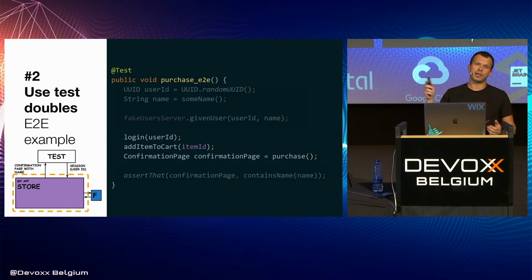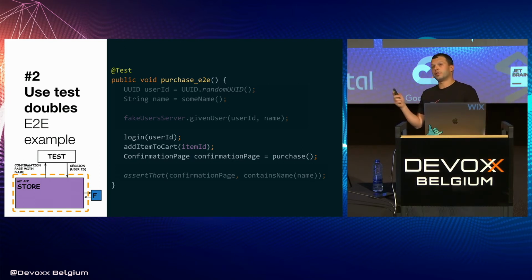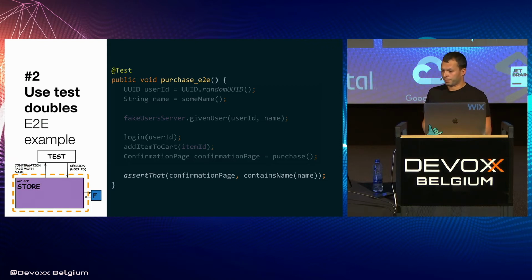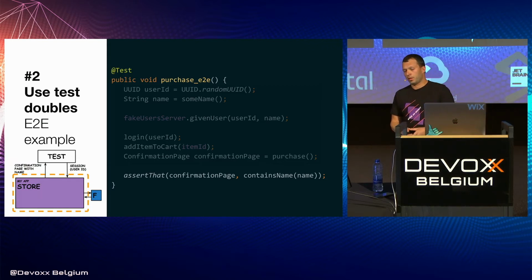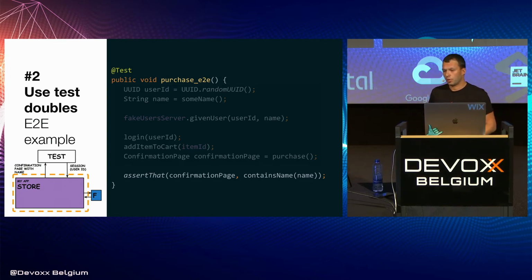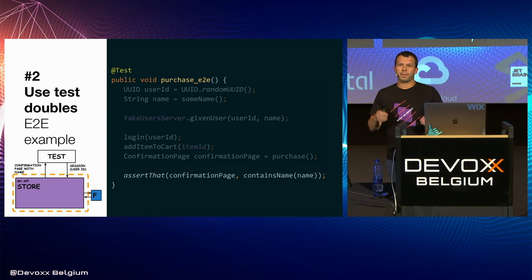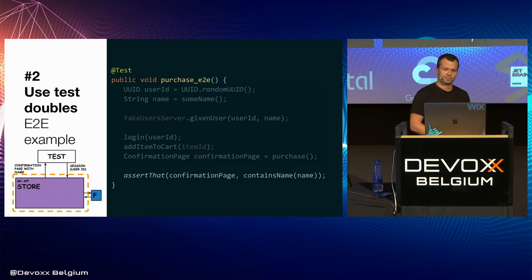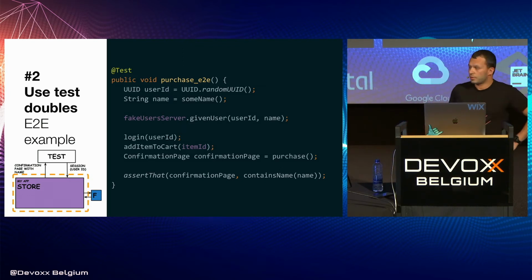You log in, you add an item to a cart, and you make a purchase. As a result of the purchase, you get a confirmation page. And now you can assert that the confirmation page contains the name. Okay, so this is the end-to-end test. Just to make it clear, we run the store application exactly the same way we would run it in production. And also, we run a fake user server, and we just test it. So that's the whole code.